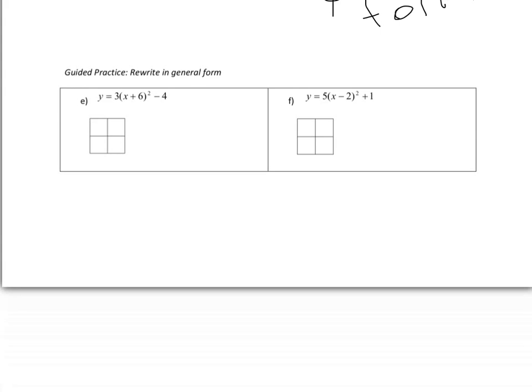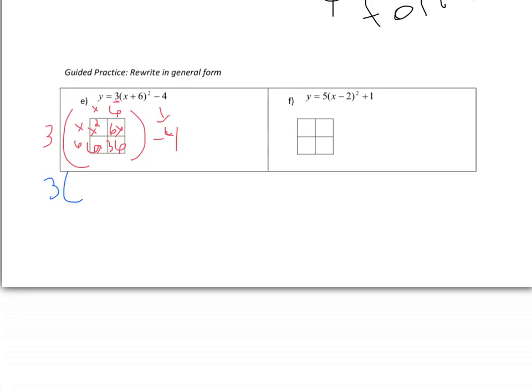Let's take a look at letter E. So letter E, I'm going to take my square, and I know I have x plus 6 and x plus 6, and I get x squared plus 6x, and then I get 6x, and 6 times 6 is 36. All of that is times my 3, and then at the very end I'm going to subtract 4.